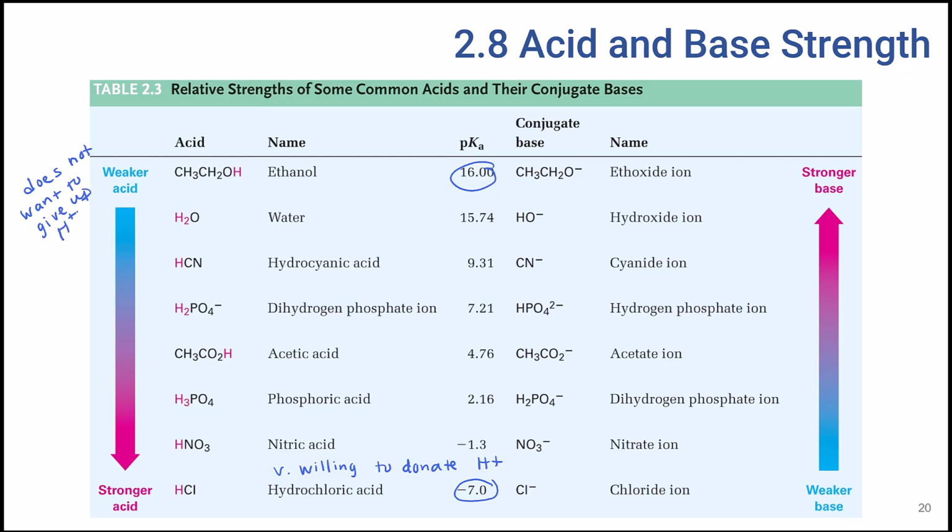The base strength is the opposite trend of an acid. If HCl is a strong acid, the conjugate base, which is Cl minus, when it gives up a proton, is a very weak base. So that is an opposite trend. And that is based on how well the negative charge can stabilize itself. So if it's better at stabilizing, then it's a weaker base because it can stabilize.